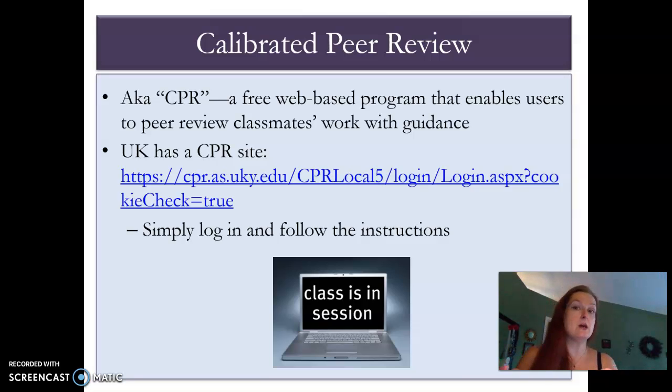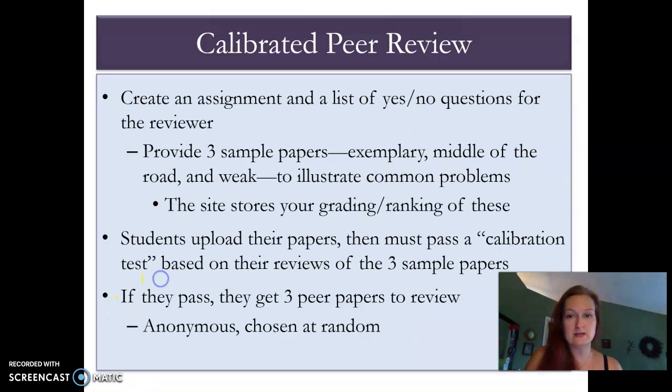It's called CPR. It's a free web-based program that enables users to peer review classmates' work with some guidance. Now, the University of Kentucky, where I teach, has a CPR site. There's the link for it right there. If you want to screenshot that, you just got to log in and follow the instructions. So the way it works is you create an assignment and a list of yes/no questions for the reviewer, and then you provide 3 sample papers: exemplary, middle of the road, and a weak paper to illustrate common problems.